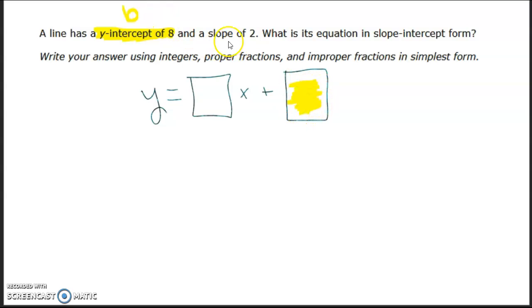The slope, which is a slope of 2, the letter that represents slope is m. And in y equals mx plus b, it's right in front of the x. So all we do is plug those numbers in. So y equals 2x plus 8. When you type it in, you can just straight up type in y equals 2x plus 8, as long as the slope, which is 2, goes with the x, and the y-intercept goes in the back, which is the b.